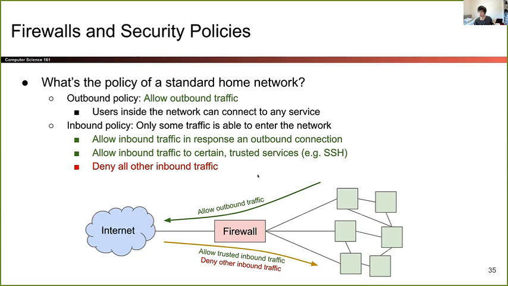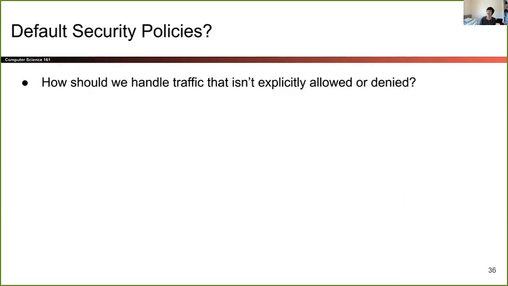It's not allowed through. Okay, what did we do here? We set this default to default deny, but we set this default to default allow. How do we choose between these two policies? Well, we have to handle all traffic in one of two ways. We have to either allow it through or not allow it through. There's not really much of a choice in between. So what do we do with traffic that isn't explicitly allowed or denied?